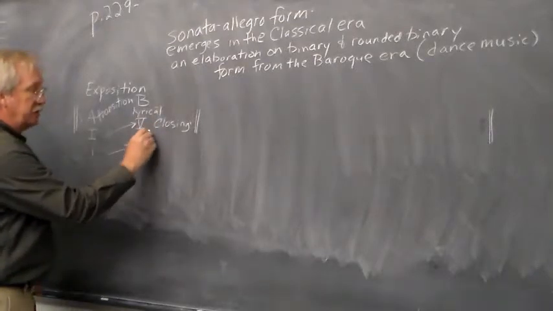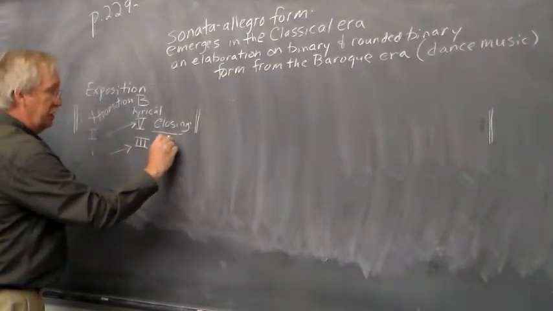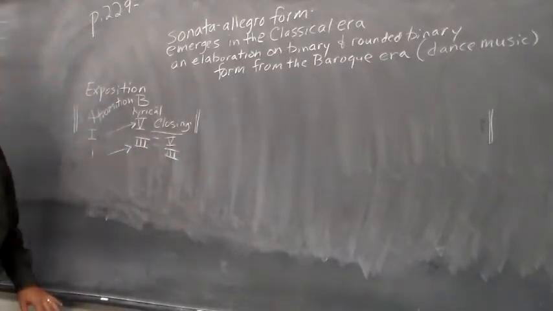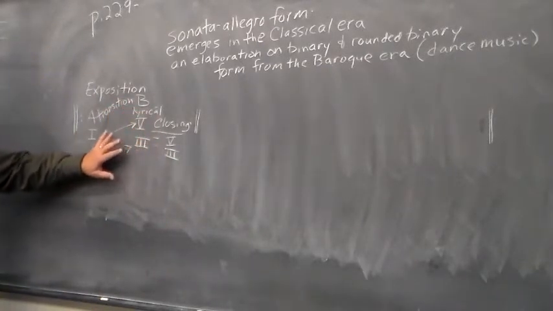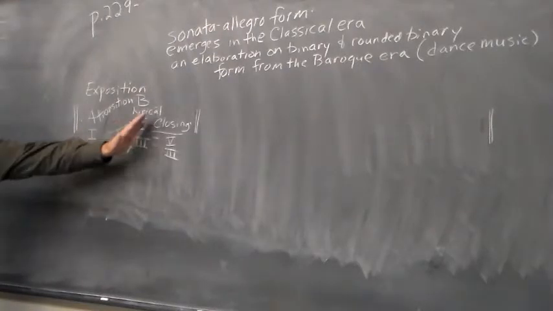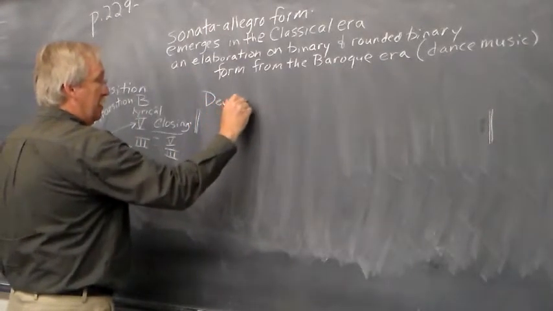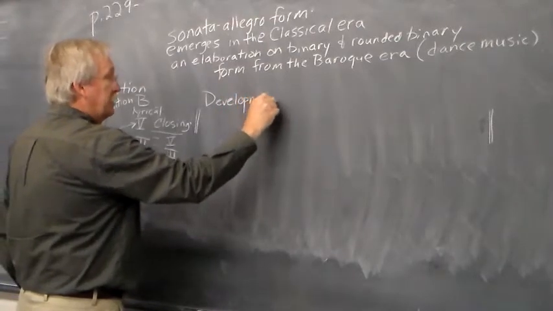So the closing is still in that second key, and the exposition ends in that second key. It's then repeated. And then the next section begins.